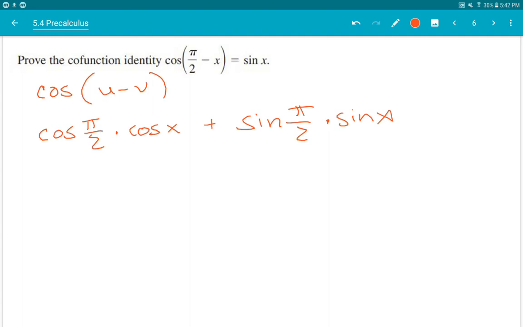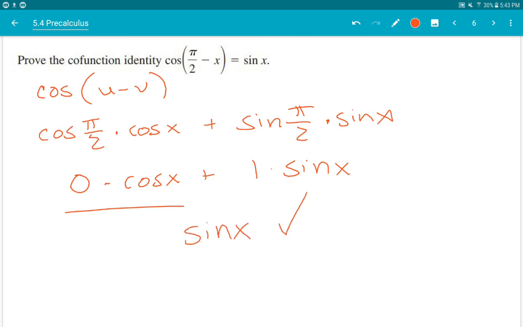Okay, so cosine of pi over 2, that's 0. 0 times the cosine of x plus 1 times the sine of x. 0 times cosine x is 0. So I'm just going to be left with sine of x, and there you go, there's your proof. All right, so not too bad of a proof, nothing like you've been doing in the previous sections. But there you go, nice and simple, just using the formula to prove the identity.